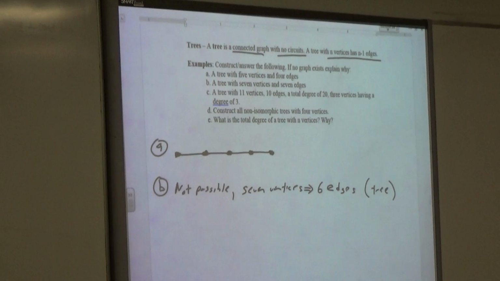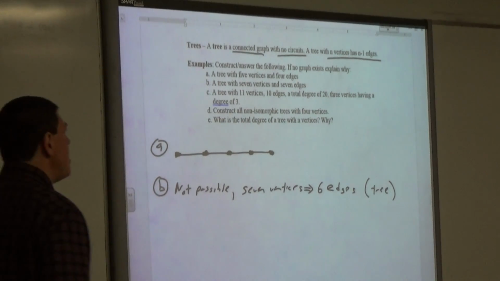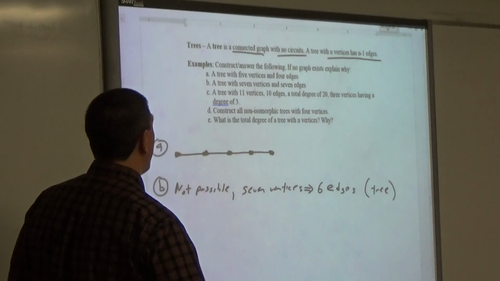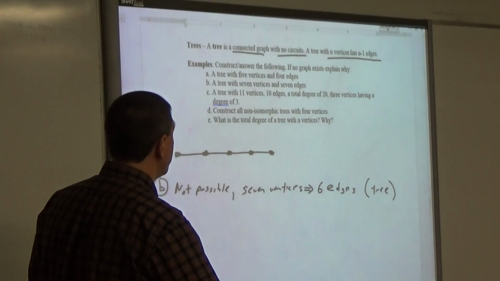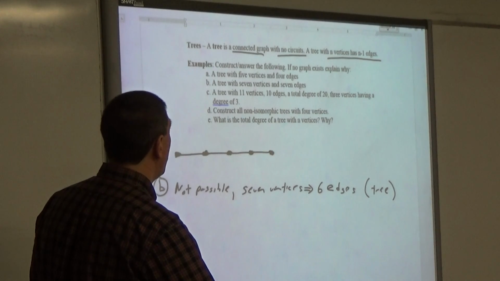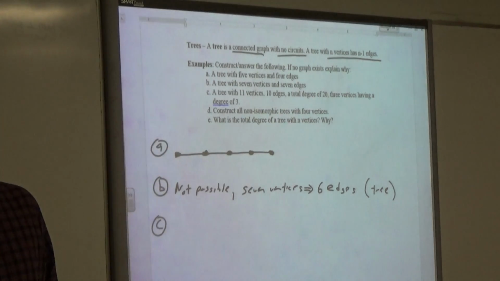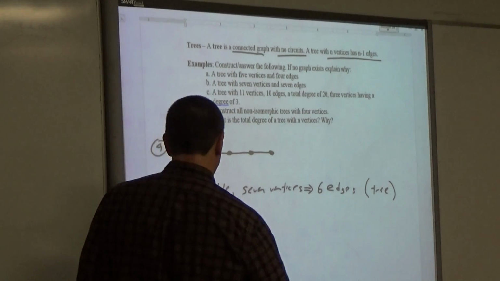Okay, really easy. For letter C, maybe not so easy. Okay, this one does work, by the way. We have a tree with 11 vertices, 10 edges, total degree of 20. 3 vertices must have degree of 3. So certainly this one's a lot more difficult, but it is certainly possible.